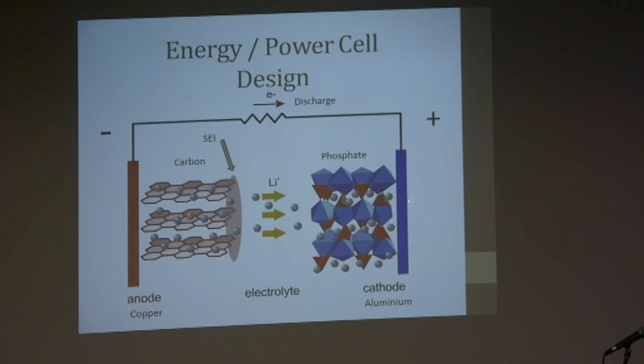Now, if you discharge, the electrons go from the minus to the plus. A lot of people think, well, electricity goes from plus to minus, right? Well, electricity does, but the electrons go the opposite way. And then the ions, which are lithium atoms with an electron missing, get a positive charge. That's why they're called ions. They're charged particles. They go into the phosphate, and if you charge them, they go the other way.